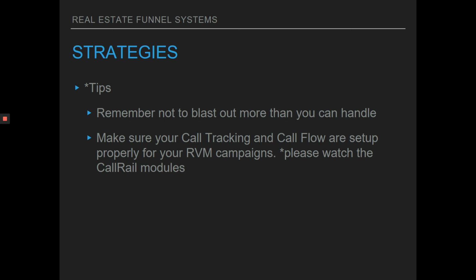So let's say you have a vacant list and a foreclosure list. Well, you don't want to combine them together. Definitely keep them separated with their own call tracking number. Do different RVM campaigns. That way you can really compare and look at your KPIs to know how to target. And the same goes for making sure that your call flow is set up.